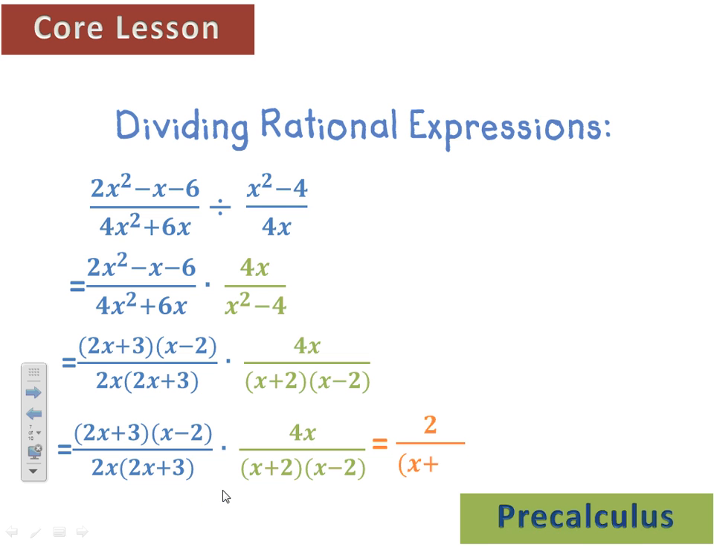Not too sure why I did it again. But these two steps are the same. And then your final answer would be 2 over x plus 2. I'll fix that later.